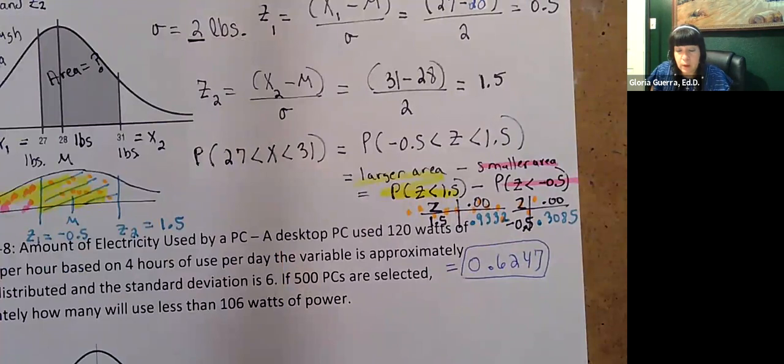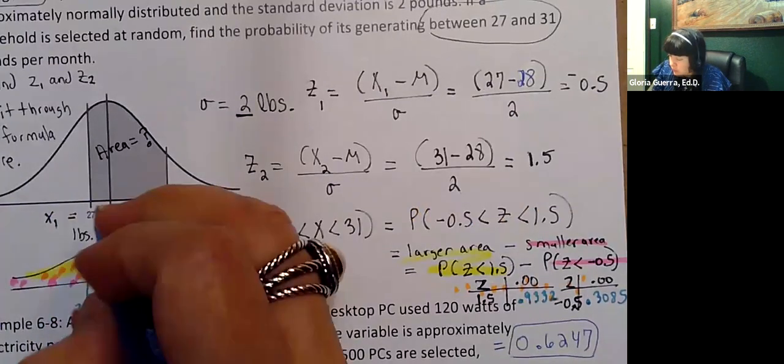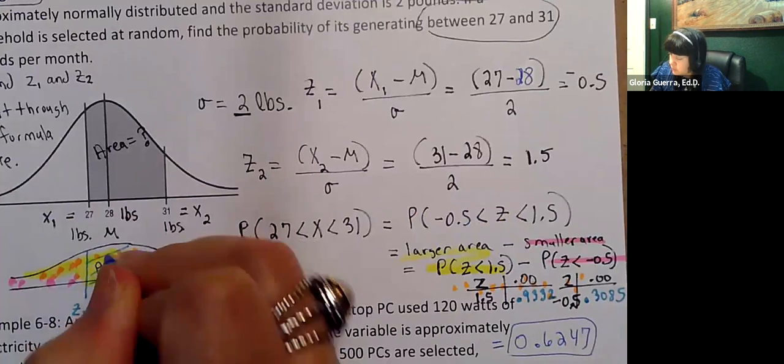Okay, now I'm going to use the graphing calculator, and that's this area in here. So this area in here ends up being that.